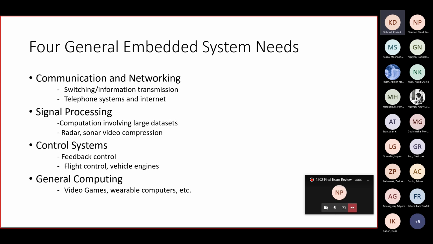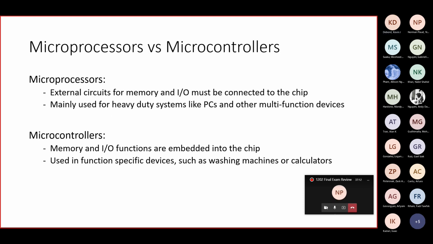Control systems, so it's got feedback control, flight control, and vehicle engine. So feedback control systems is a little gauge goes up and tells you, oh, there's something wrong on the airplane, right? General computing, video games, Apple Watches, wearable computers, stuff like that. I would recommend memorizing this.